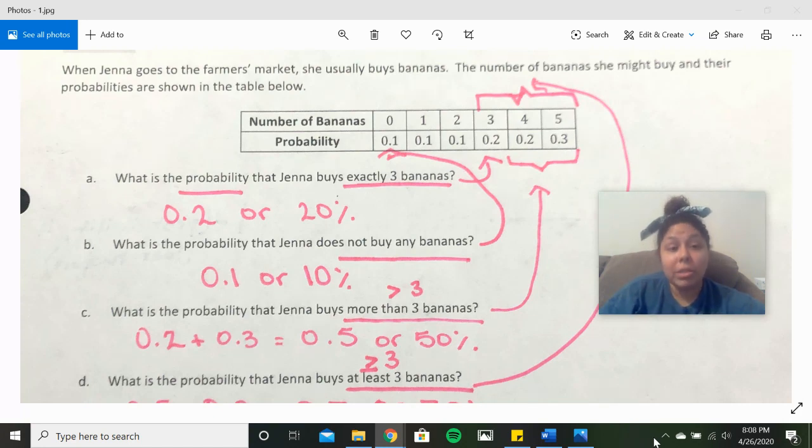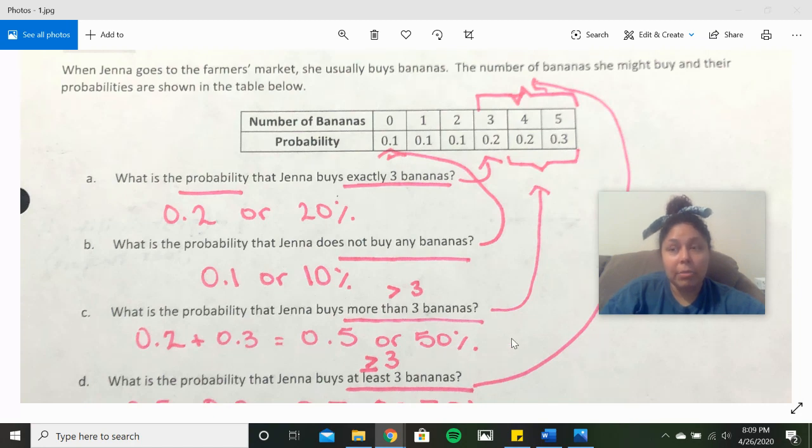Now, you're not always going to be given a table with probability, but in this case, if you are given a table, you can just look at the table. So looking at A, it says the probability that Jenna buys exactly 3 bananas. I have the arrow pointing there to show that all we do is look at this part, and the probability is 0.2, meaning 20%. The probability that she does not buy any bananas can be interpreted to mean 0. And so we look here and we have 0.1.